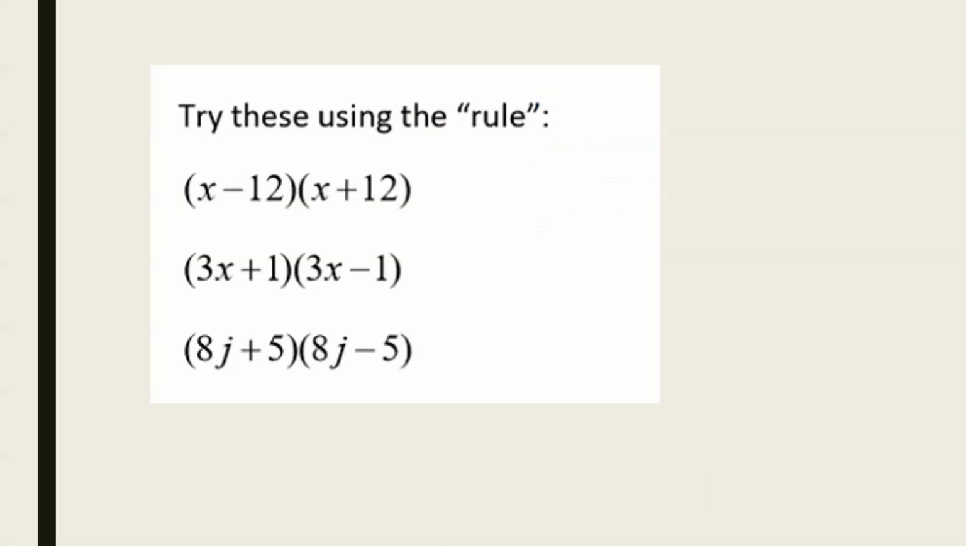Okay, so a is x, so I have x squared minus 144, minus b squared. So a is 3x. I'm going to square that to make 9x squared. And the square of 1 is 1, minus 1. It's always going to have a subtraction sign. So I'm going to square a, which is 8j, which becomes 64j squared. I'm going to square the 5 and separate by a subtraction sign, so 25.